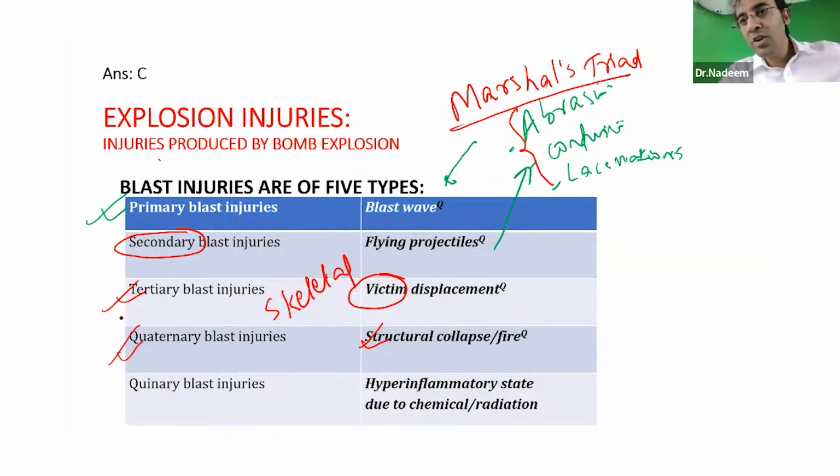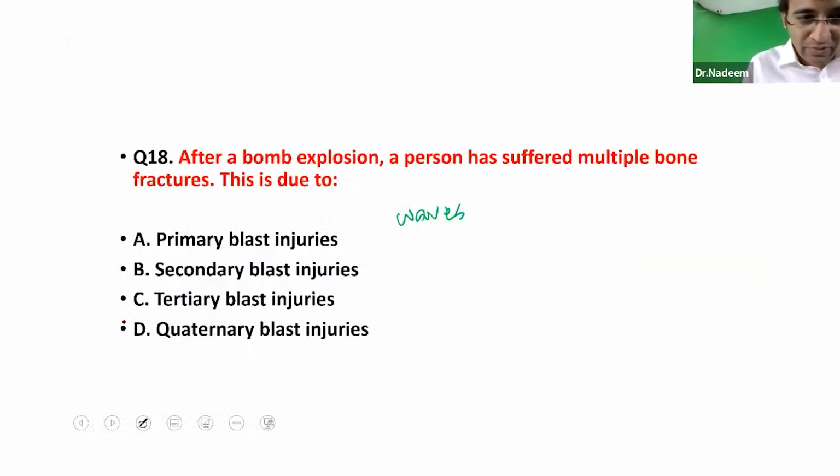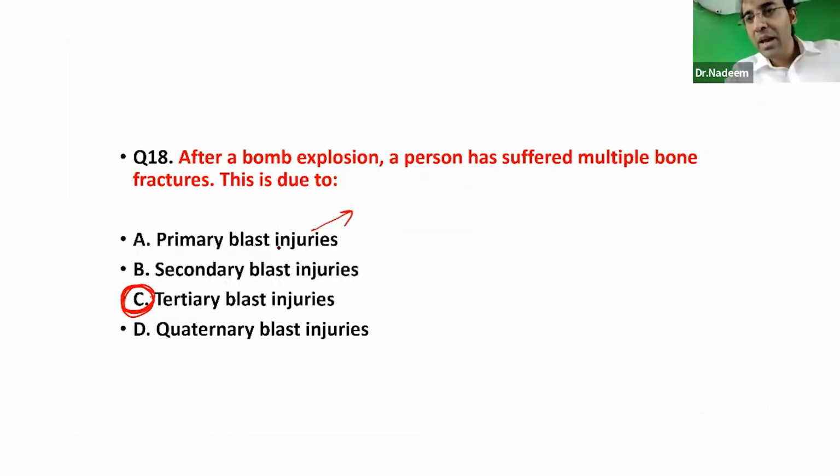After a few weeks to few months to few years, because of the chemicals and radiation, there can be some infection. That is what? Quaternary blast injury. So a skeletal fracture will be because of the tertiary blast injury. Tertiary blast injury. Fine. So what is the most common organ to be damaged because of primary blast injury? Overall, most common. Okay, tympanic membrane. After that, lungs, and then GIT.